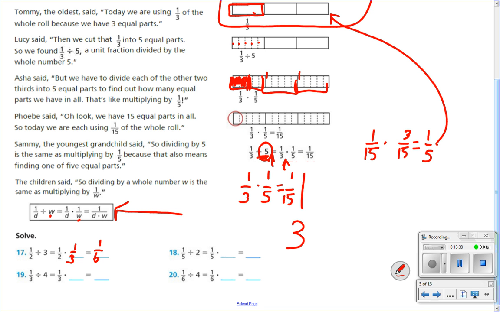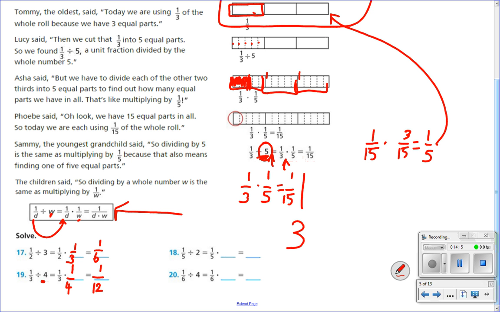Please make sure that you've written this down and you're watching how I'm plugging the numbers of these examples into this algorithm, okay? So 1/3, look at 19. 1/3 divided by 4, here's my W, right? Equals 1/3 times, now I'm going to make my W into a fraction, 1/4, which equals 1/12.